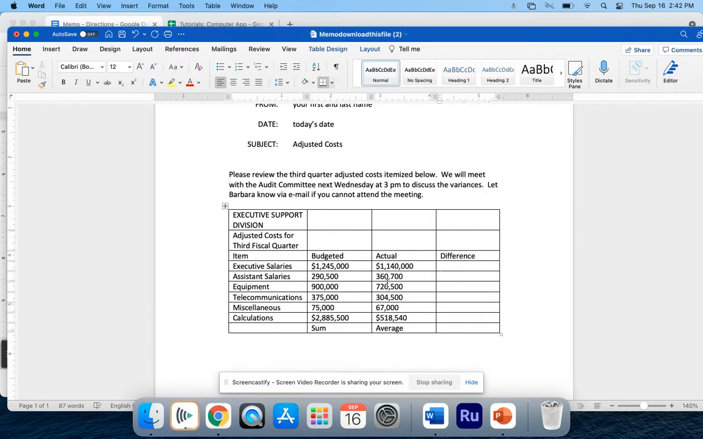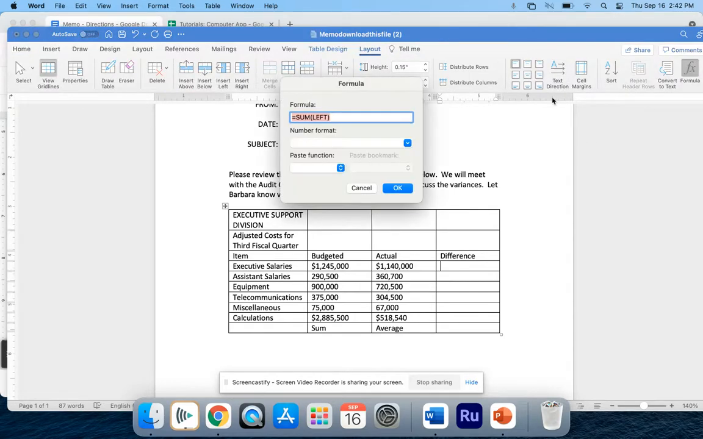So we want to take 1,140,000 and subtract 1,245,000. Okay. So if you put your cursor in that cell where the difference is, and come to Table Layout and click on Formula, it immediately wants to sum, to add your numbers to the left of the cursor. Well, that's not what we want to do.